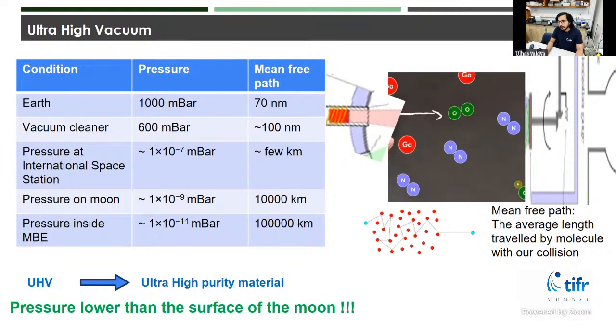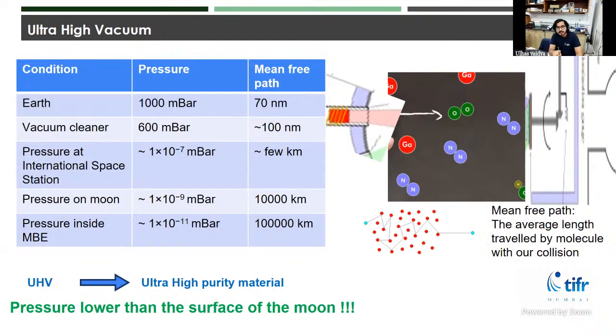To get the molecular beam, we need to get rid of all the extra gases present in the atmosphere. To do that, we pump the system to very low pressure. The pressure is even lower than the surface of the moon. This is 10 to the power minus 11 millibar. There the mean free path is around hundreds of thousands of kilometers. In the atmosphere, the mean free path is 70 nanometers, so the molecules coming from your effusion cell cannot travel beyond 70 nanometers without a collision. Effectively, over a long distance, the molecular beam will scatter out and you will not get very good control over your flux.